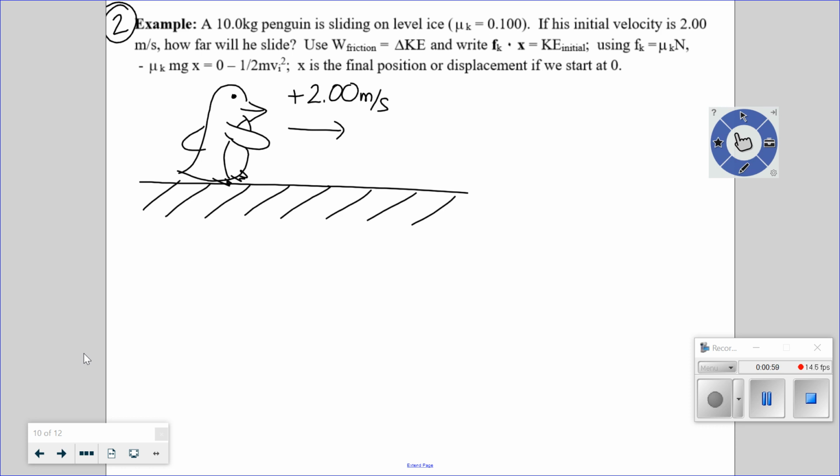It kind of is. Okay, so we have a 10 kilo penguin and he slides on level ice. The coefficient of kinetic friction, because he's sliding, is just 0.1. It's pretty slick. His initial velocity is 2 meters per second. How far will he slide?